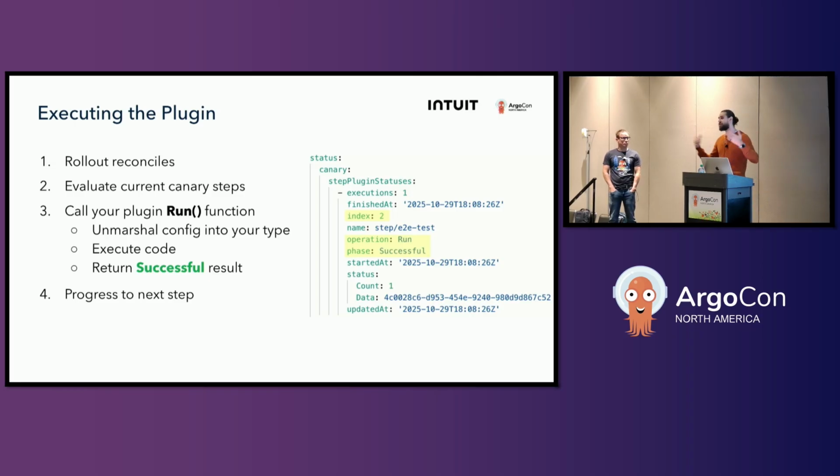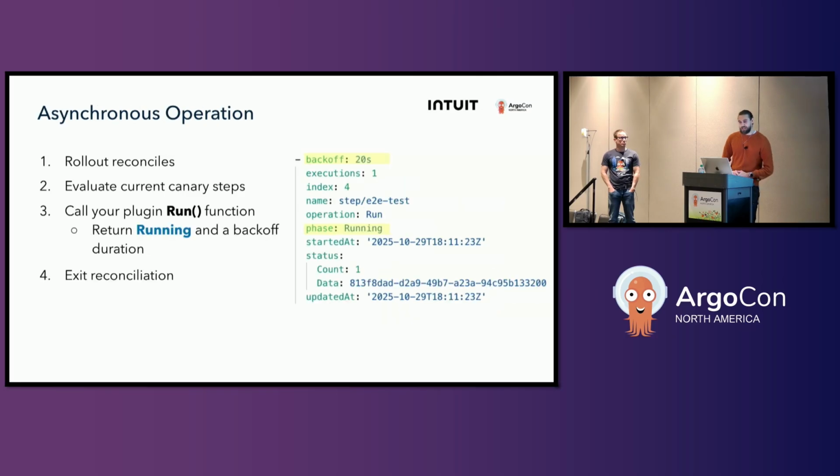Then it calls your business logic. In this use case, it's going to call your Jenkins instance. Let's say it gets a 200 status code. Your last build was successful. So the plugin will return the successful phase to the rollout controller, and the rollout controller will progress to the next step. So that's a very simple use case, but sometimes things are more complicated.